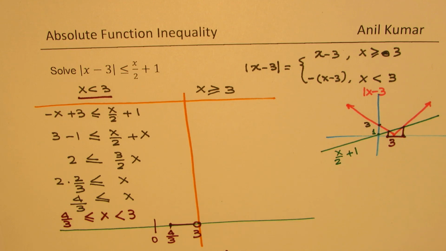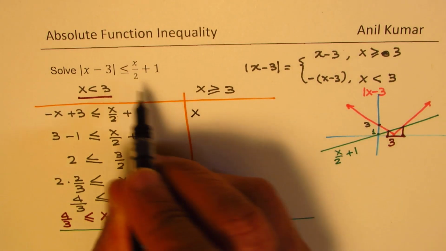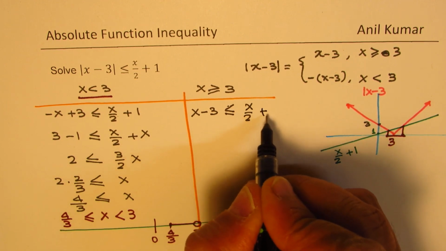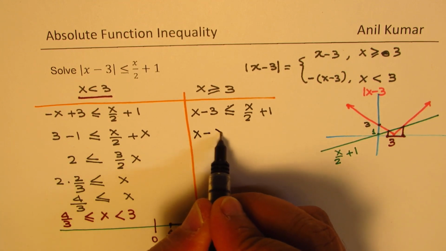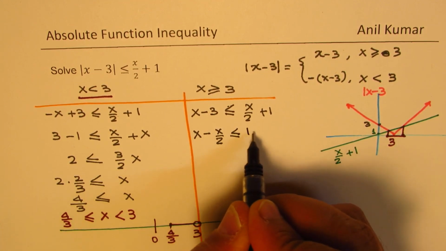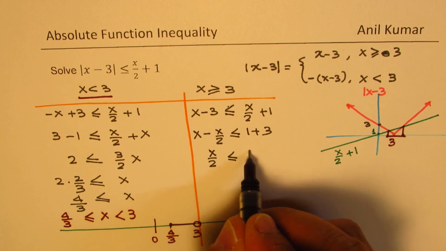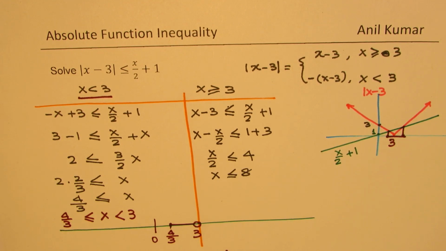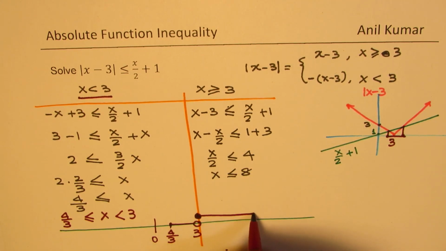Perfect. Now let's work out the right hand side, which is when x is greater than or equal to 3. Then we have the absolute value of x minus 3 as x minus 3 less than or equal to x by 2 plus 1. Now, since this is bigger, I'll bring this on the left side. So we have x minus x over 2 is less than or equal to 1 plus 3. So that gives you x over 2 is less than or equal to 4, or x is less than or equal to 8. So here the solution will be from 3, this is greater than or equal to 3, up to 8.